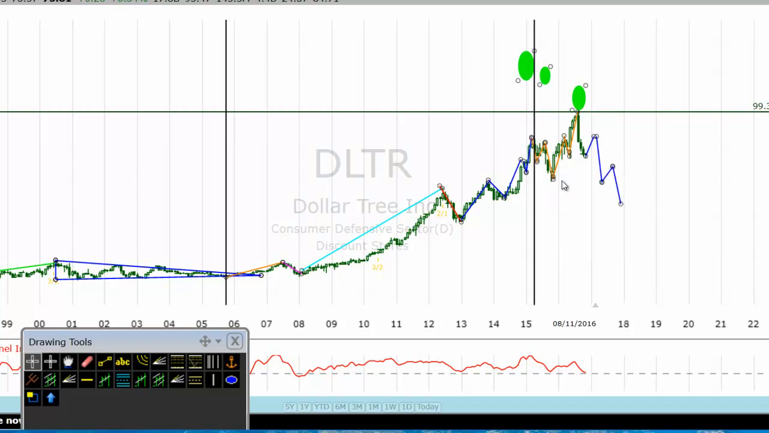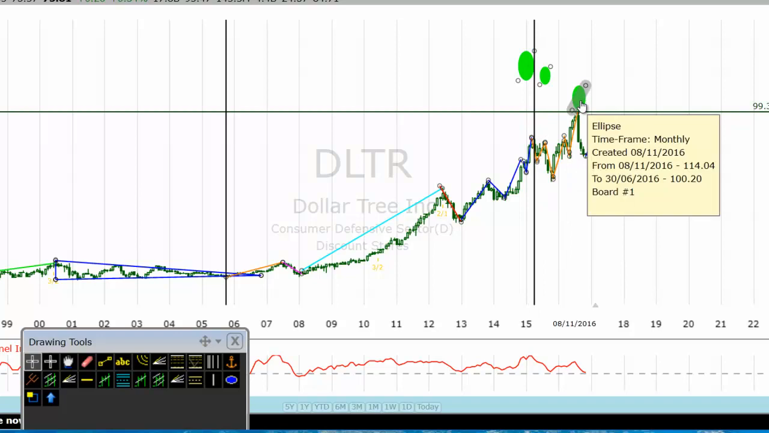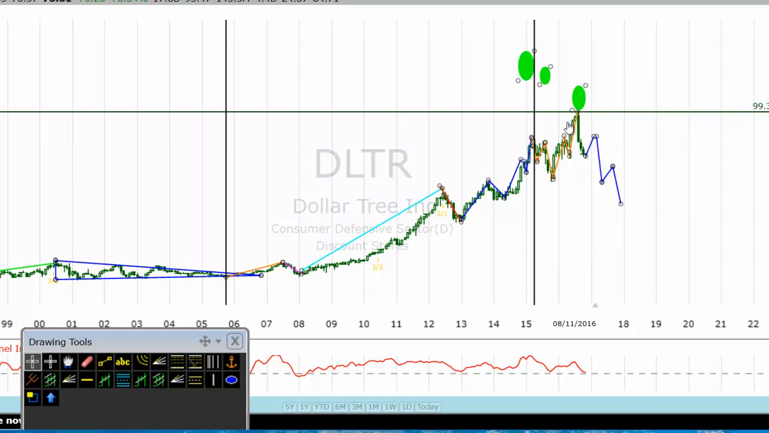1, 2, 3, 1, 2, 3. We are now expecting 1, 2, 3, 4, 5, or boom, down all the way here, before we will see the fifth Elliott wave for this Dollar Tree. So the reason why I'm recording this video is to show traders how to use multiple time frame and Elliott wave analysis.